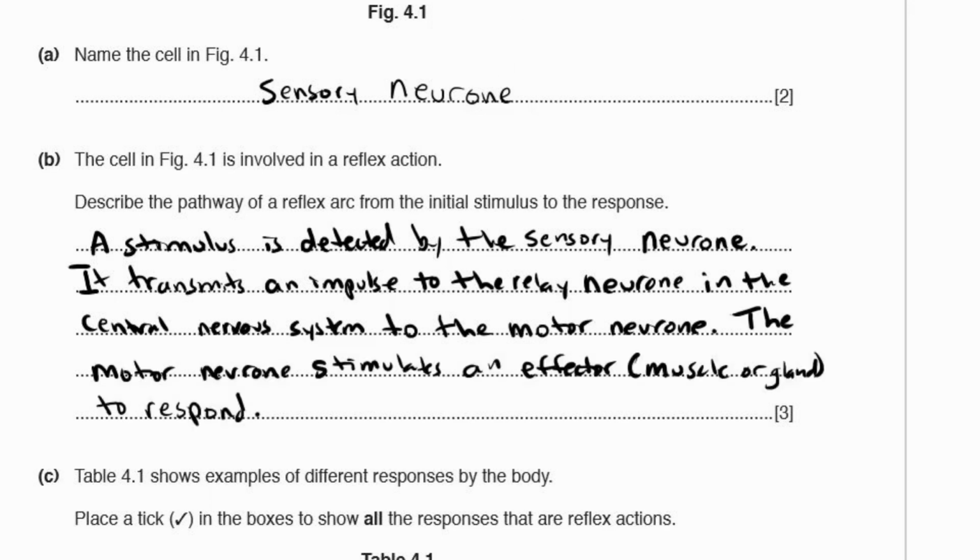So the complete answer: a stimulus is detected by the sensory neuron. It transmits an impulse to the relay neuron in the central nervous system to the motor neuron. The motor neuron stimulates an effector, which is a muscle or a gland, to respond. So none of that involves the brain. So you do this without thinking.